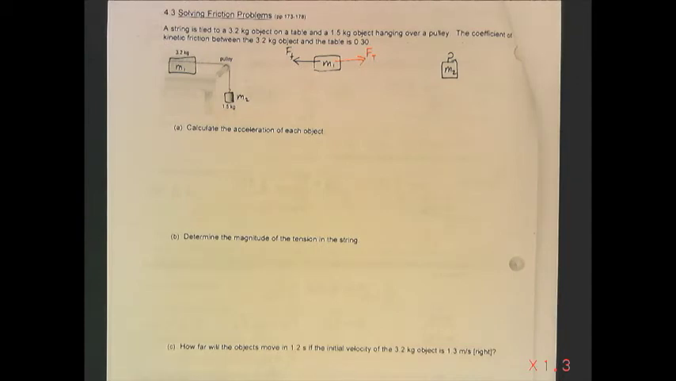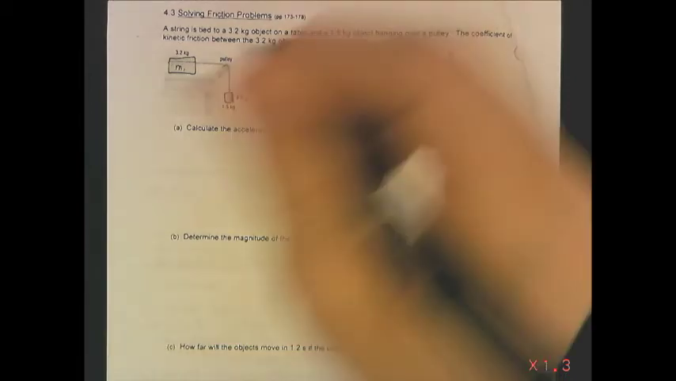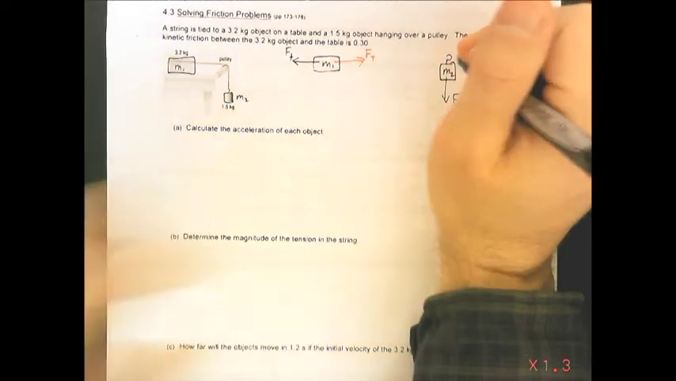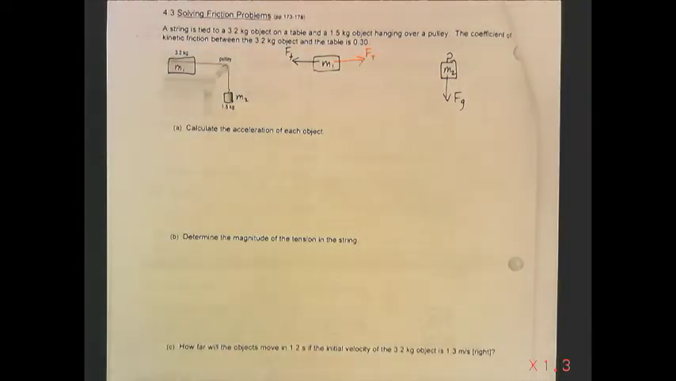Let's look at mass number 2. What force will be pulling down on this object, Daniel? Gravity. And what force is going to be pulling up? Tension. Good.